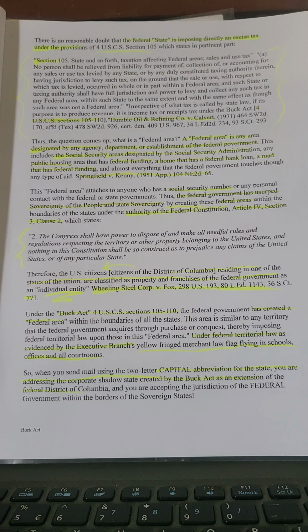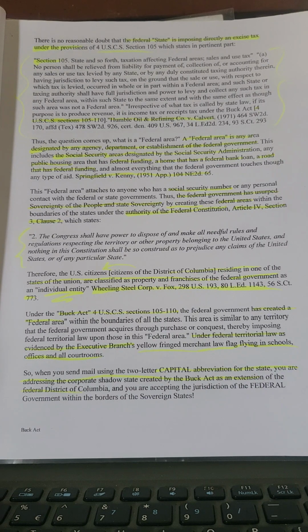Therefore, a U.S. citizen, a citizen of the District of Columbia residing in one of the states of the Union, is classified as property and franchises of the federal government as an individual entity. Willing Steel Company versus Fox, 298 U.S. 193, LED 1143, 56 SCT 773.